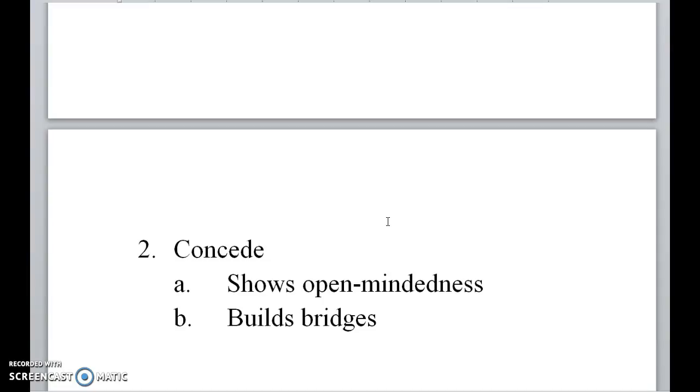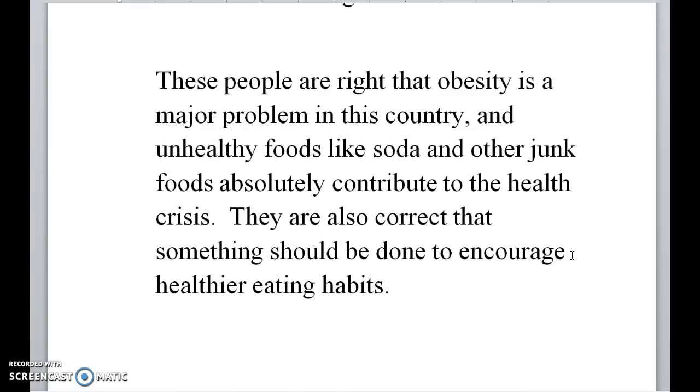Now, you don't necessarily concede every single time you counter-argue, but it's a great idea to do so. You should really try as often as possible. Like I said, it builds that connection with your reader, which, after all, audience consideration is one of the most important things we do in our writing. So that would be something like this, following the acknowledgement we already had.